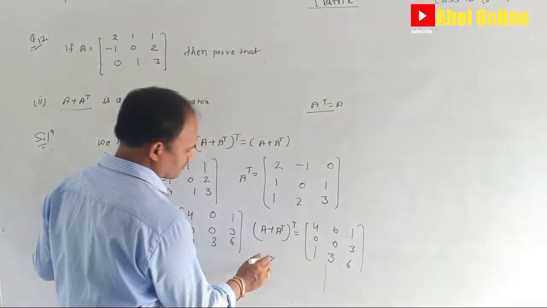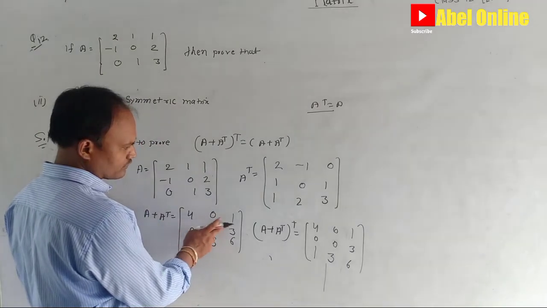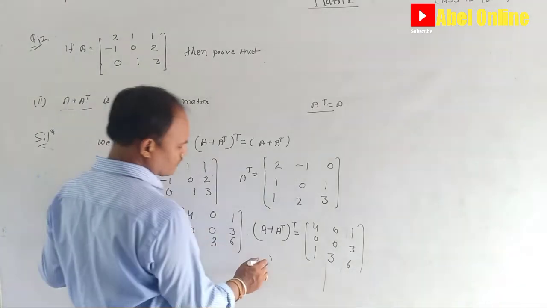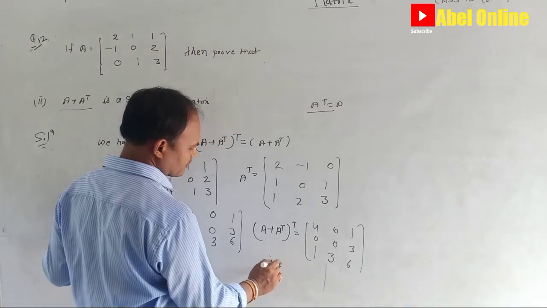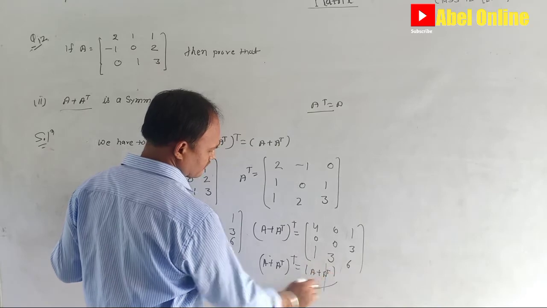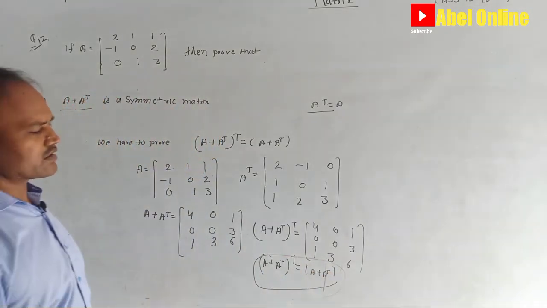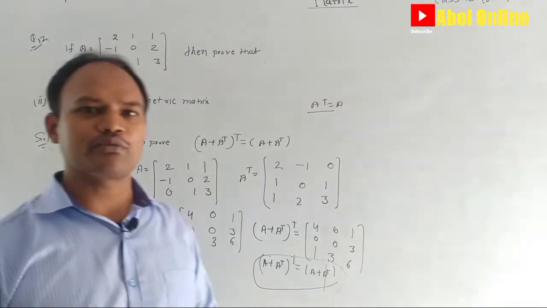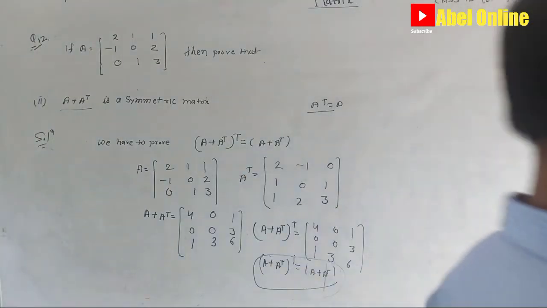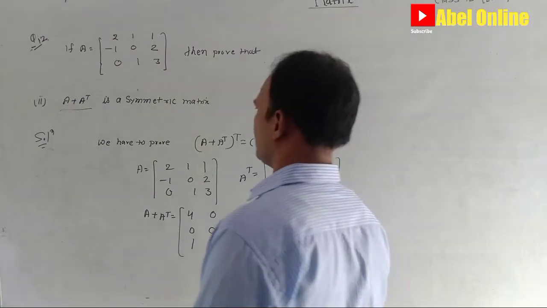Is A plus A transpose equal to its transpose? It is 4 0 1, 0 0 3, 1 3 6. So (A plus A transpose) transpose equals A plus A transpose, so we can say that it is a symmetric matrix. So it is your answer. This is question number 2, and it is clear now that (A plus A transpose) transpose equals A plus A transpose. So it is your question and it is your answer.